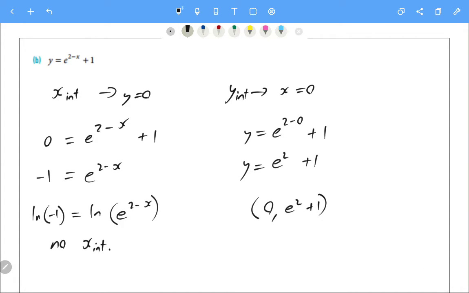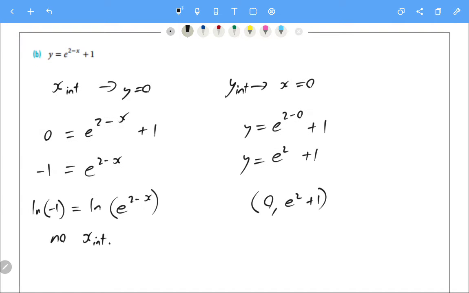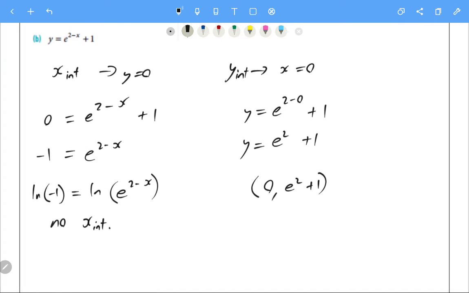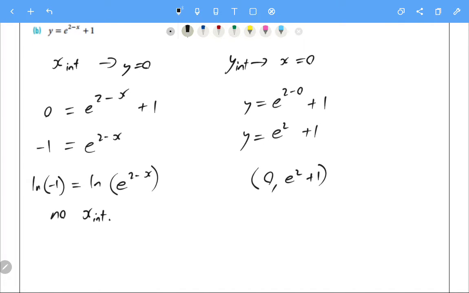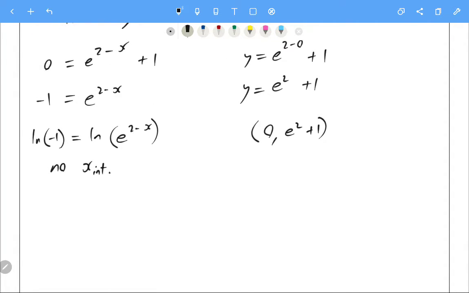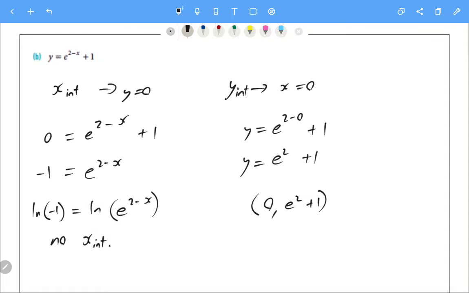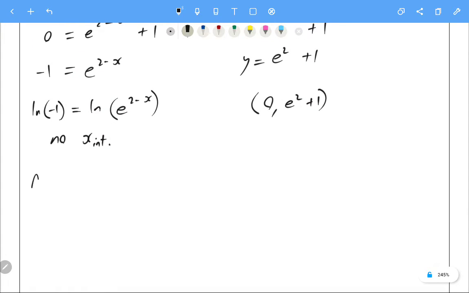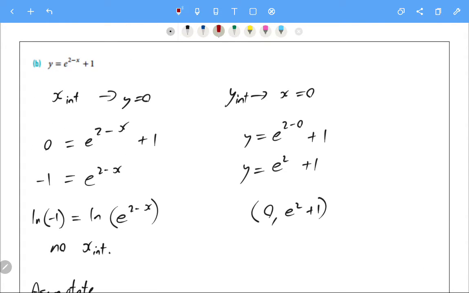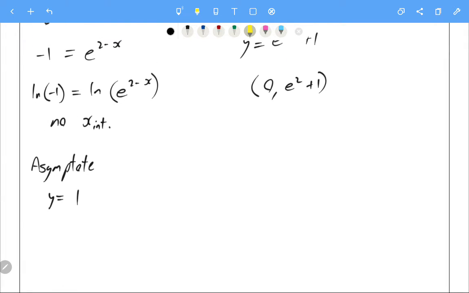e is about 2, 2 squared is 4, 4 plus 1 is 5. So it's going to be between 5 and about 10, if you use 3 as the upper bound. Alrighty, so those are our x and our y-intercept. Now let's deal with the asymptote. The asymptote is going to be y is equal to 1. Why? Because that is the only vertical translation happening over here. Last thing is to deal with the reflection.